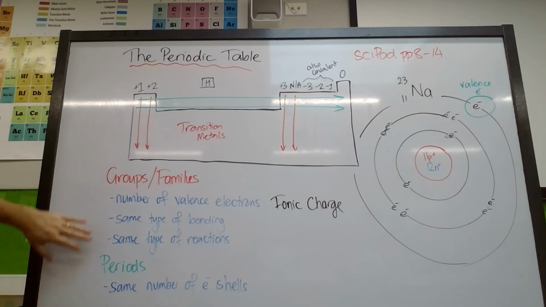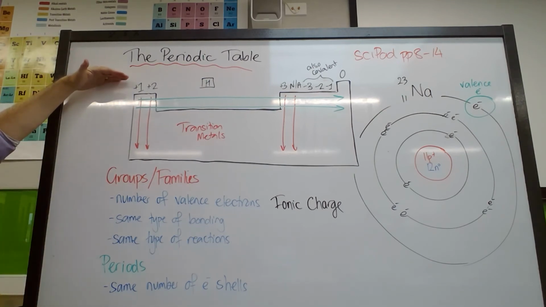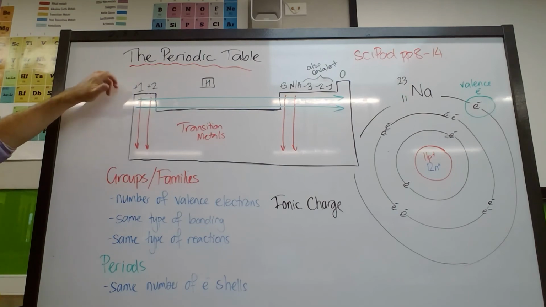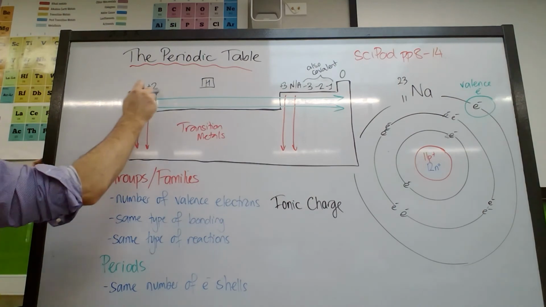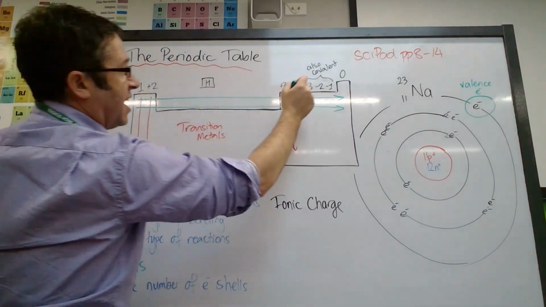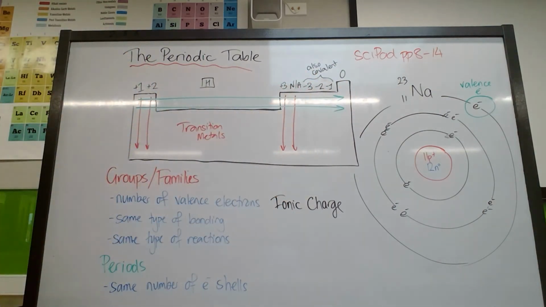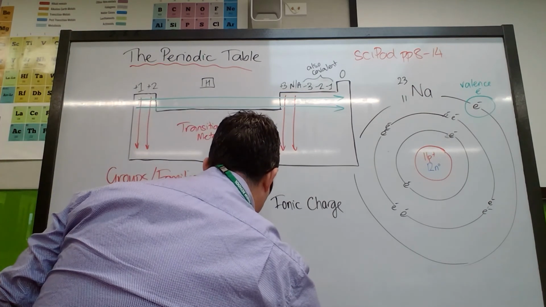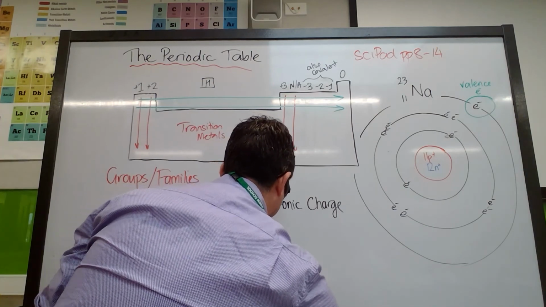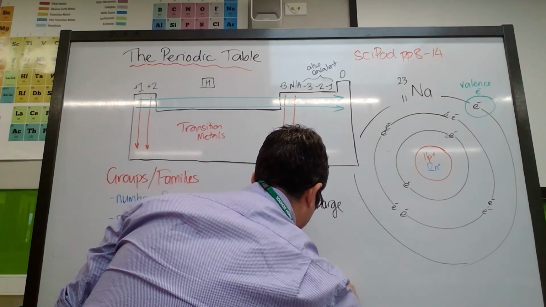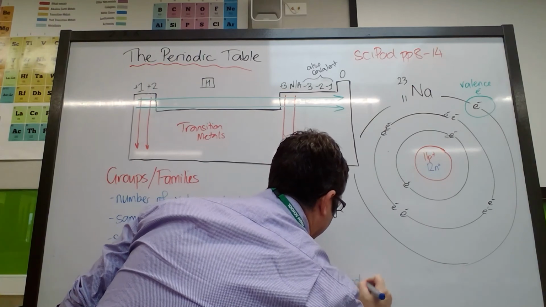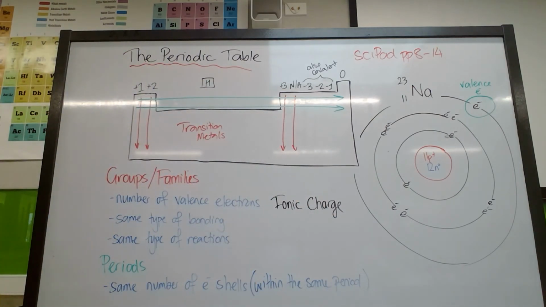So first period has 1, second has 1 and 2, third has 1, 2 and 3. So as you go across a period, all of those atoms in that same period have the same number of electron shells as each other. But if I go to the next period down, it has an extra electron shell. So I'll clarify that, within the same period. So that number 1 period has 1 shell.